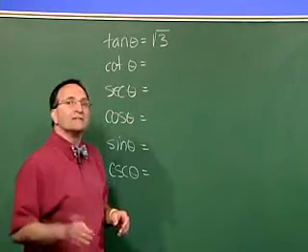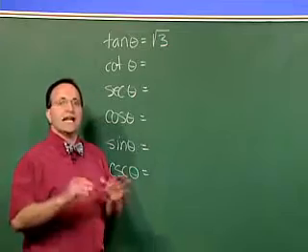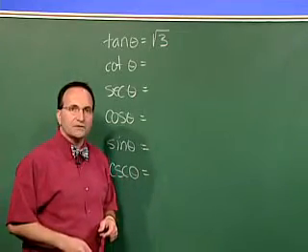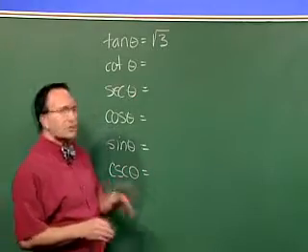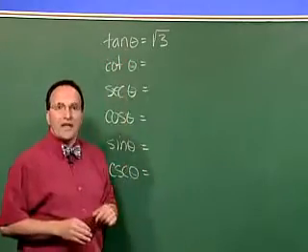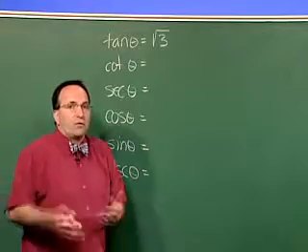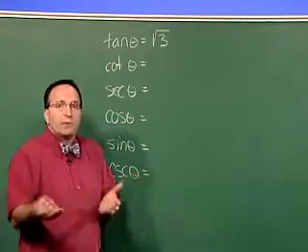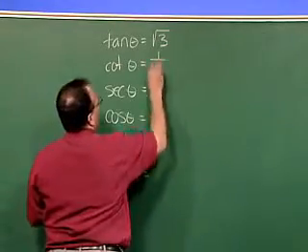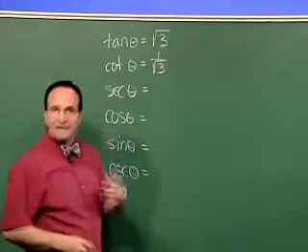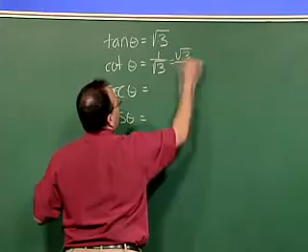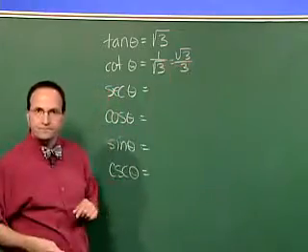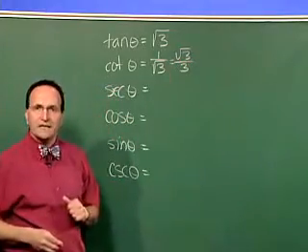Since theta lies in quadrant 3, the tangent and its reciprocal cotangent will be positive, while all the other trig functions will be negative. So here we have tangent theta equals square root of 3. Well, the reciprocal cotangent would be 1 over the square root of 3. Rationalizing that denominator, we would get square root of 3 over 3. What about finding the secant of theta?